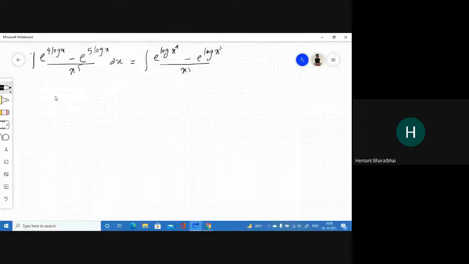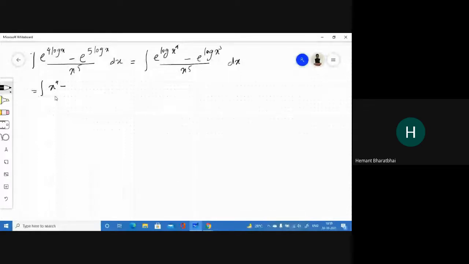Now e raised to x is the inverse of log, and this is log. So this log and the inverse log will cancel each other. So when the log and inverse log cancel each other, what remains is x raised to 4, minus, the log and inverse log cancel each other again, what remains is x raised to 5.